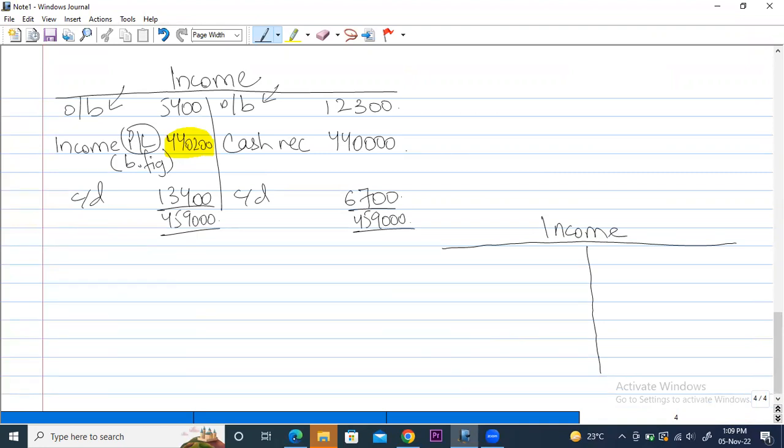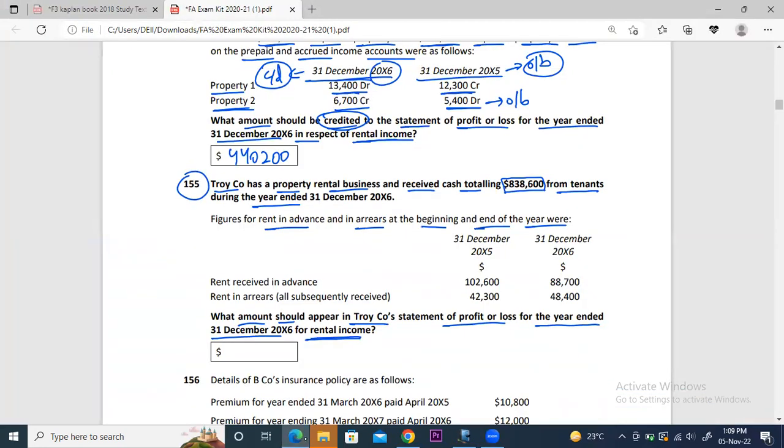Now let's see how the opening and closing balances will be written. This is rent received in advance. In other words, if you remember, it was prepaid income, and prepaid income was a liability. This is the opening date 2015, and this is the closing date 2016. That means opening prepaid income was this much, and 88,700 will be the closing balance.